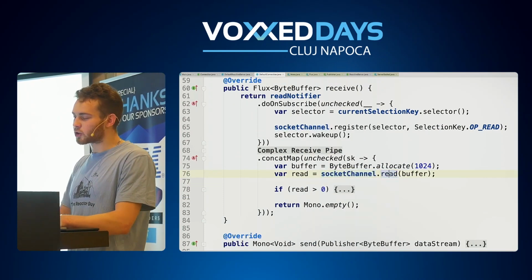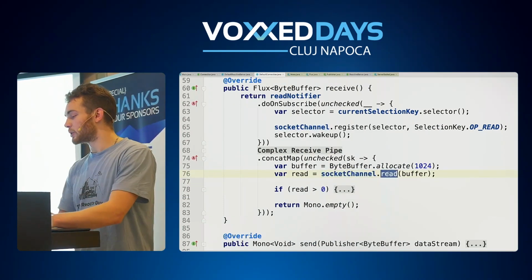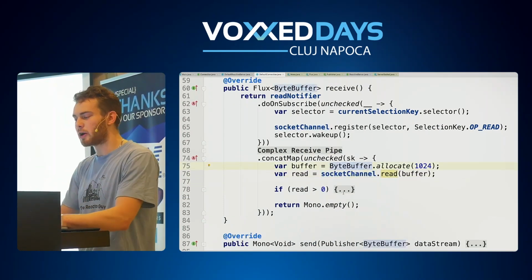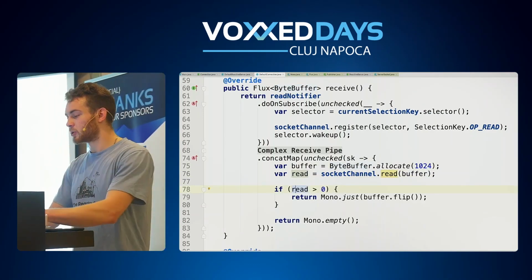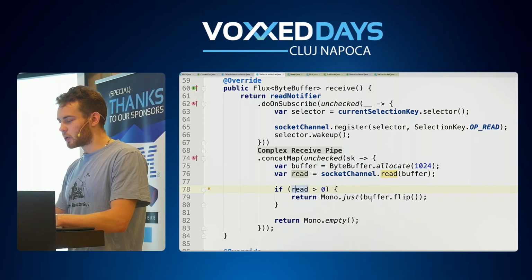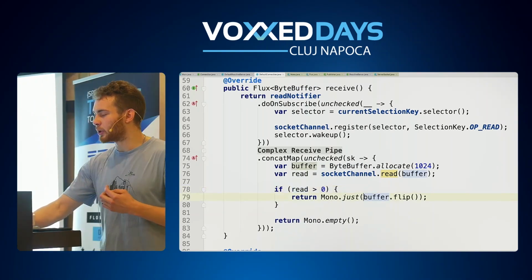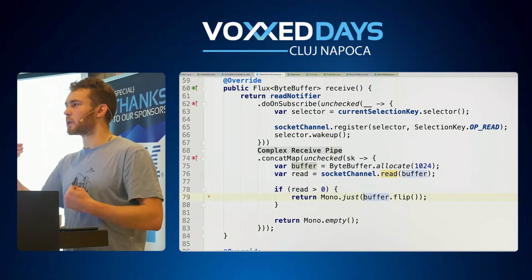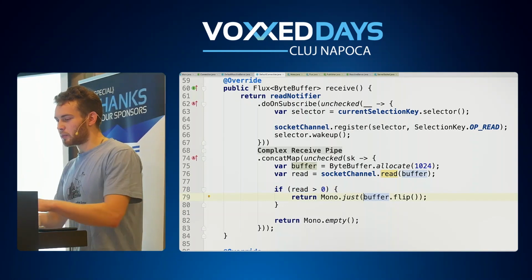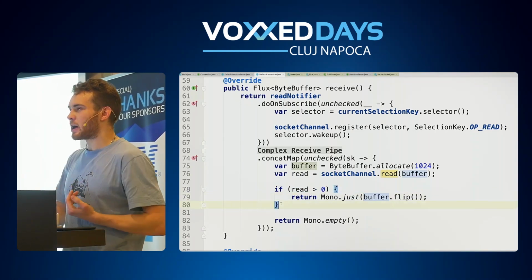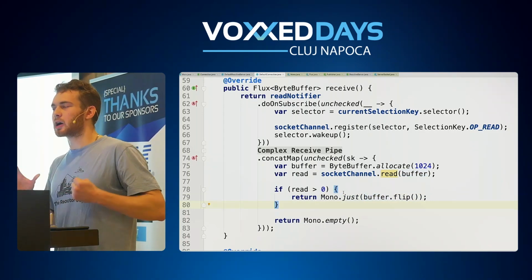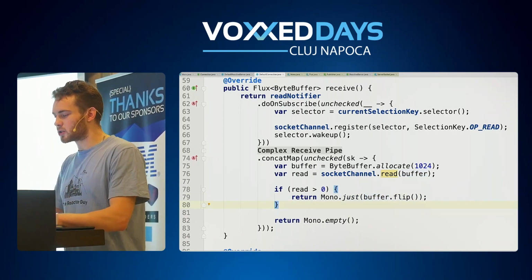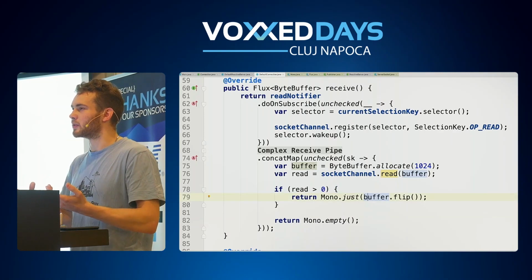So we use the selection channel in order to read some buffer of data. We allocate this buffer of data, and in case we read something, we need to return. In this case, instead of a buffer, we return a Mono. This is a convenient way in reactive streams, because we can't return null. So this is a problem. We can't return null, so instead of null, we have to return a stream.